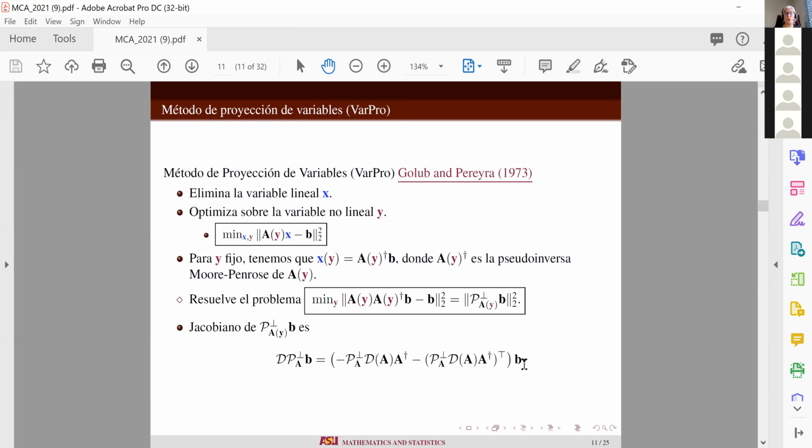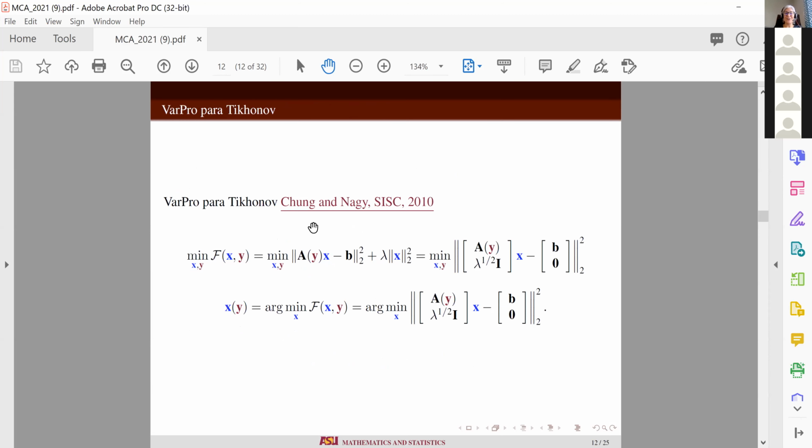This is in the PhD thesis of Julianne Chung that several of you know, and Jim Nagy was her advisor. Her PhD thesis consisted of developing algorithms to solve this problem for y fixed very fast using a Krylov method. It's a hybrid method, basically a Krylov method with regularization. So she developed a method to solve this very fast.